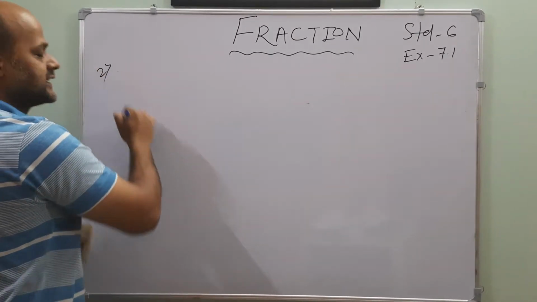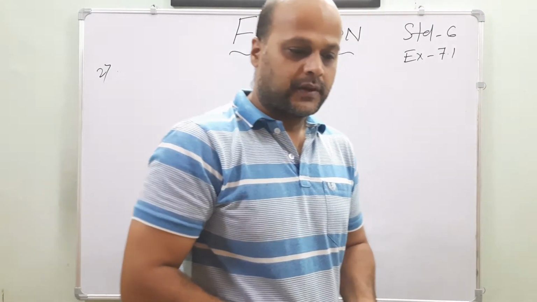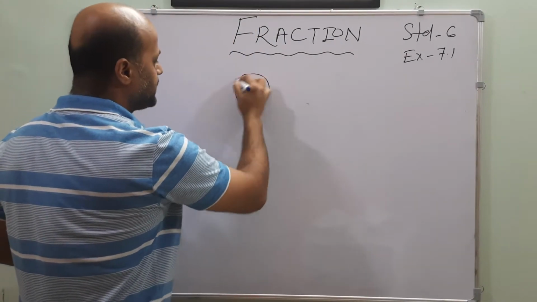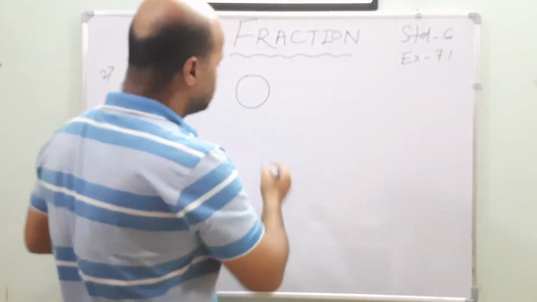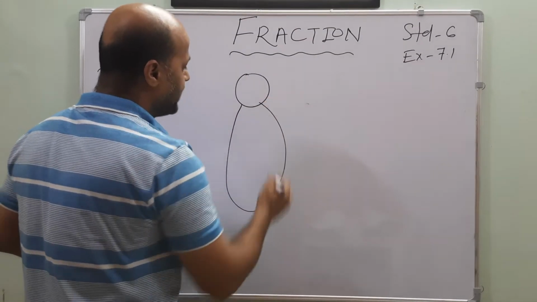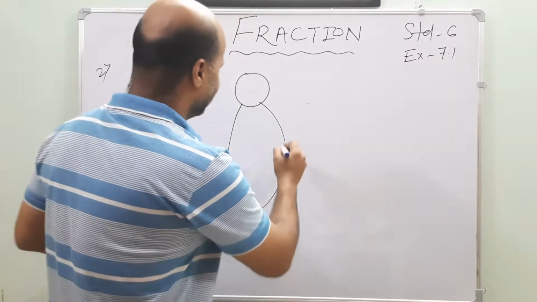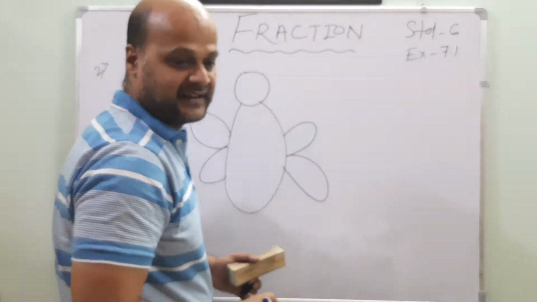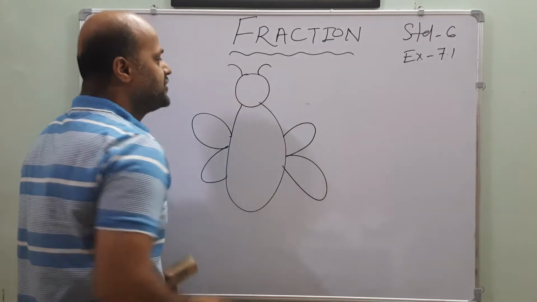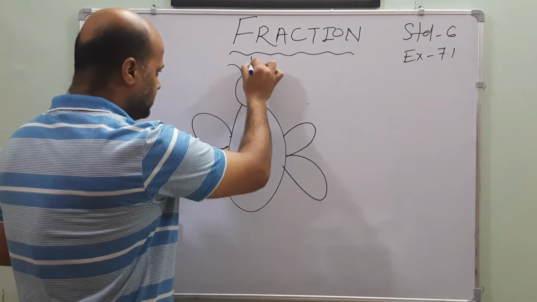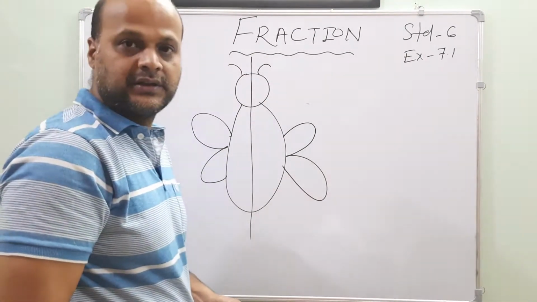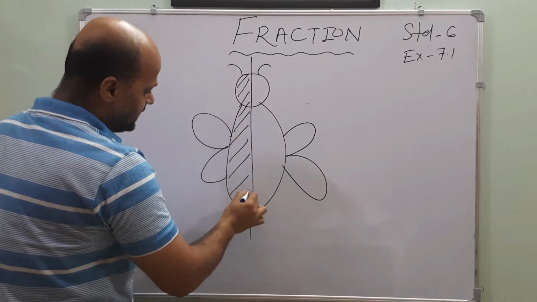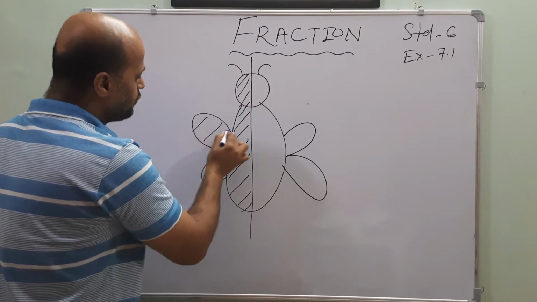What is the second question asking? Let's read it. Before going to second, let's do another one. Here it is given, the figure is there, and my drawing is very, very poor, my dear friends. Please don't laugh. It is the picture of a bee, and it is divided equally into two halves. And this part is shaded. This side is totally shaded. Now who will tell me what fraction it is?